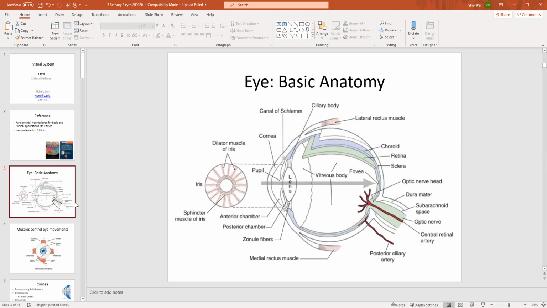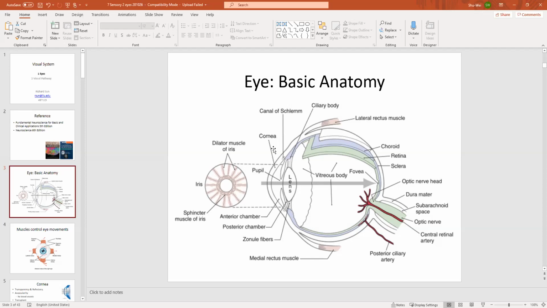Now let's start by talking about the eye. So this is the eye. And what do we really need to know about this eye? This eye is the organ that takes the visual system.